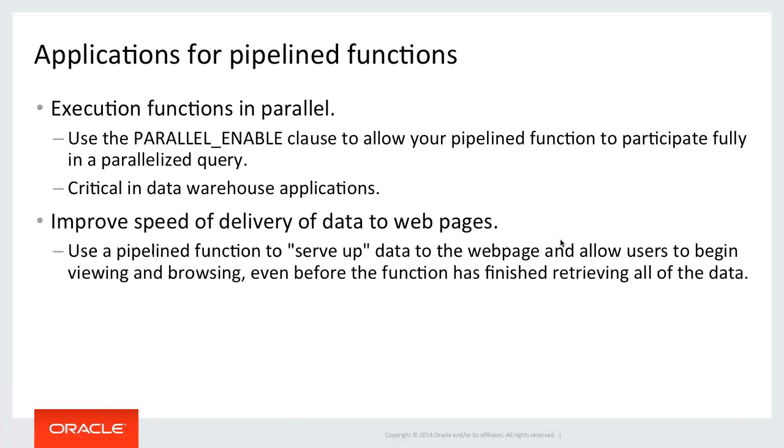Now, another way that you might look at applying the pipeline table function is to improve the speed of delivery of data to web pages, essentially trick the user into thinking that your query is running faster than it is. So I'm on a website, and I type in some criteria, I press submit, and I don't realize it, but I just asked for 100,000 rows of data. So the engine goes out, it executes the query, it starts bringing back the data, and the page just gets bigger and bigger and bigger, and I'm sitting there waiting until it's done. Well, users hate to wait.